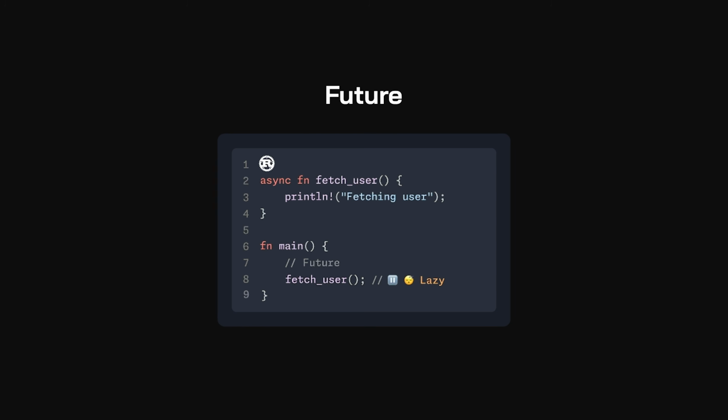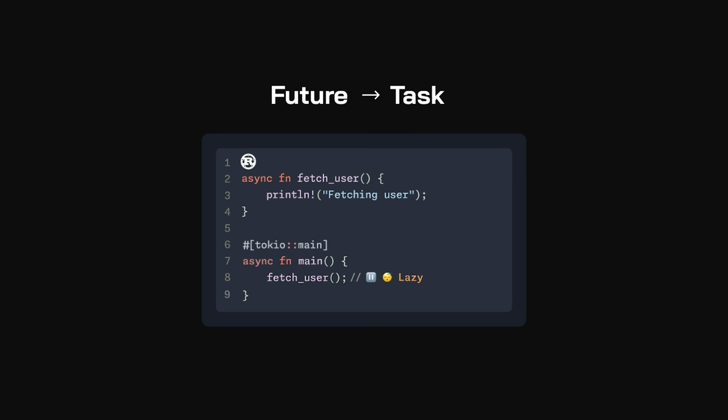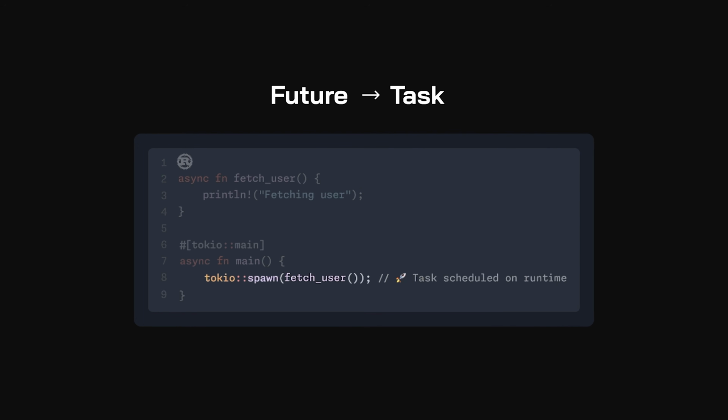So how do you actually make a future run? You turn it into a task. Tasks are futures that have been handed off to an async runtime for execution. So to make this into working async Rust code, we first have to introduce an async runtime. We'll use Tokio, the most popular async runtime in Rust. You configure it with a single attribute above your main function, and then you add async to the front of your main function. Finally, to turn a future into a task, you wrap it in tokio::spawn. The moment you do that, the future is handed off to the Tokio runtime. The task is now scheduled for execution on the Tokio async runtime.